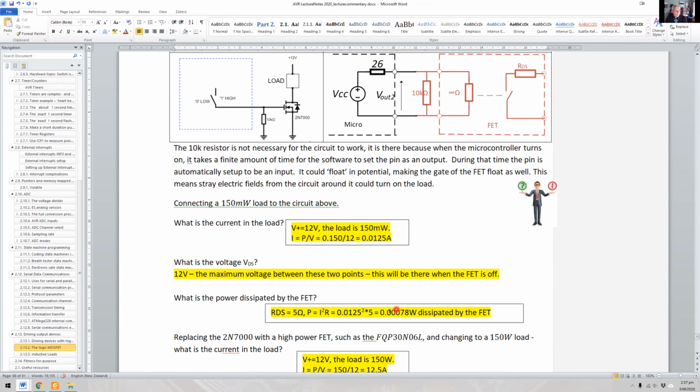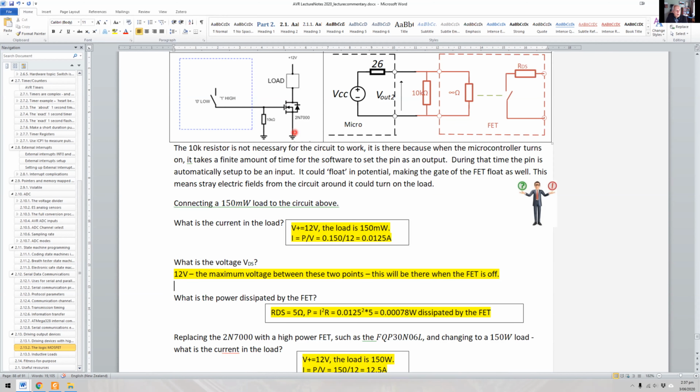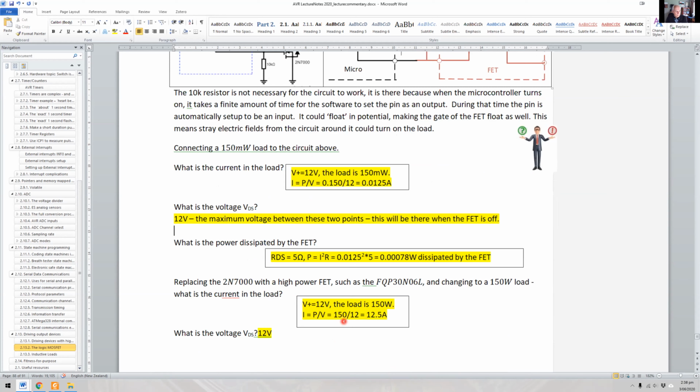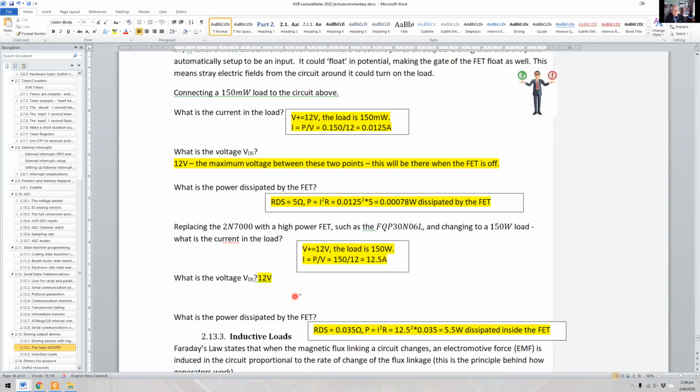Okay. Now say we want to increase it to the high power one. We want to change to a 150 watt load. So we're talking about very high power here at 12 volts. That's 12.5 amps. So we've got 12.5 amps now in this circuit. The voltage is 12 volts, and of course that's fine because we've got a 60 volt rating up here. And the power dissipated by the FET, well, here we have 0.035 ohms or 35 milliohms as our on resistance. And of course that works out at 5.5 watts dissipated by the FET.